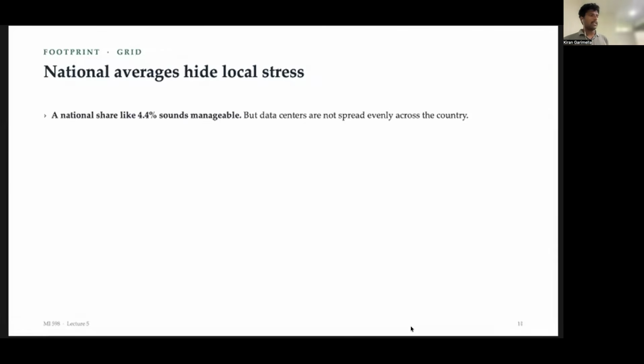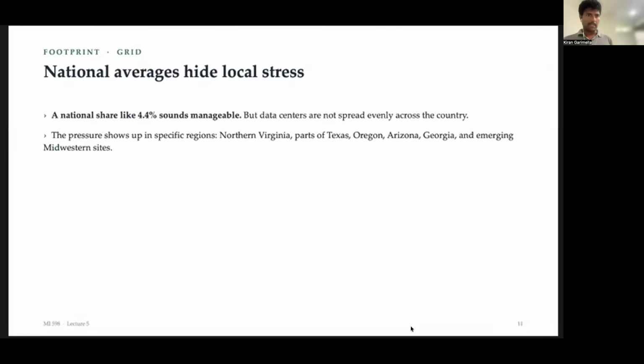But the main problem here is that the data centers are not spread across the country. It's not like 4.4% of all regions in the country are using this electricity. The data centers are concentrated in a very small portion of the states. I think 10 states account for more than 80% of the data centers. Northern Virginia has the majority by a large amount, something like 700 data centers in that small region, which is called the data center capital of the world.